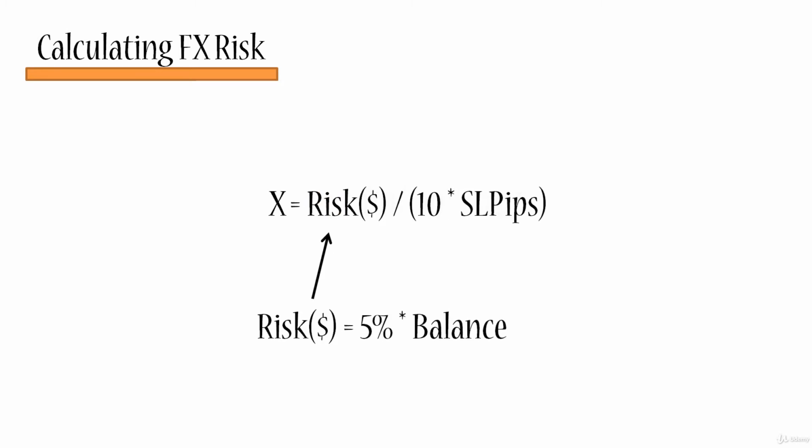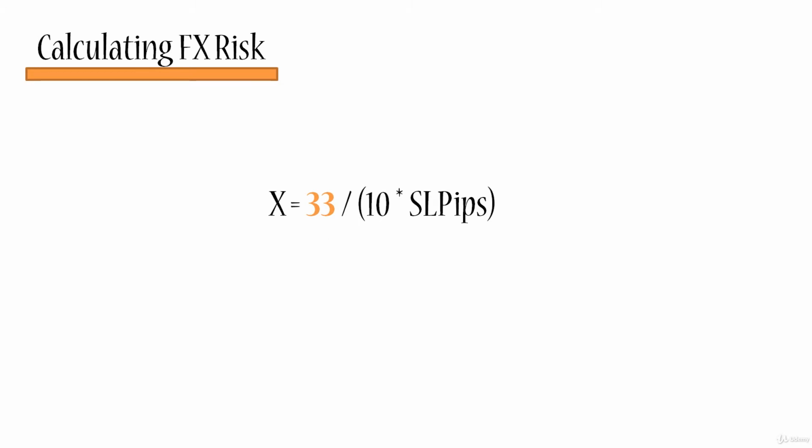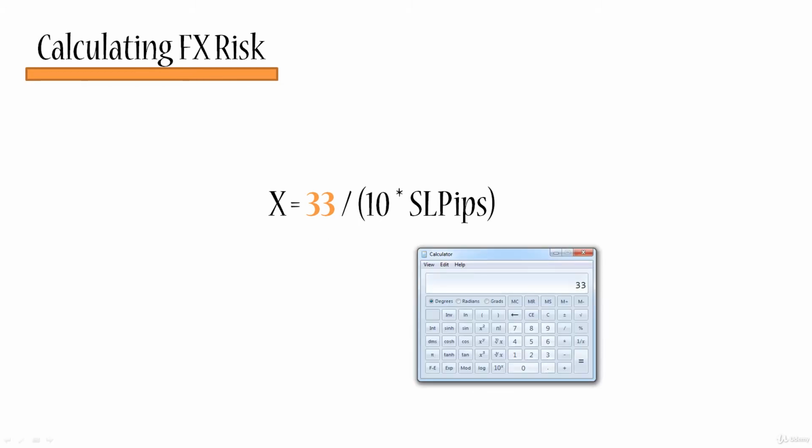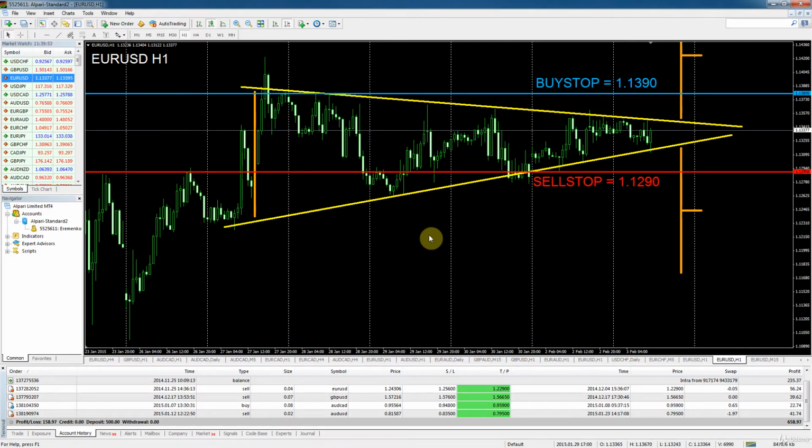Now let's perform the same calculation, but for the buy order. We're willing to risk less, about half as much, so 5% of our balance, and that's about $33. Doing this calculation, 33 divided by 900, because the distance of the stop loss is exactly the same, gives us about 0.036, which is approximately 0.04. So let's put in 0.04 lots.